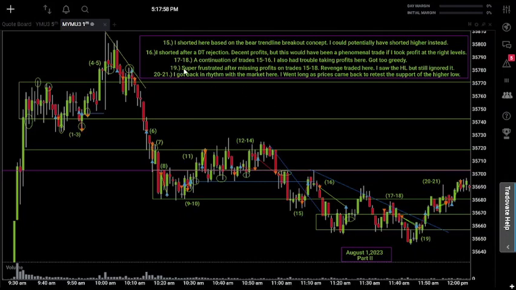And if we read the notes, it says, I was super frustrated after missing profits on trades 15 through 18. I revenge traded right here. I saw the higher low, but I still ignored it. And that's why you don't want to revenge trade, because your anger is really getting the best of you and it's not allowing you to really analyze what's right there in front of you, because you're saying, no, the market is going to do what I want it to do. And if it doesn't, I'm going to force it to.